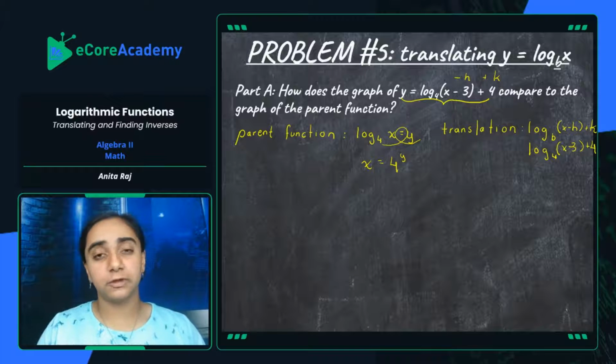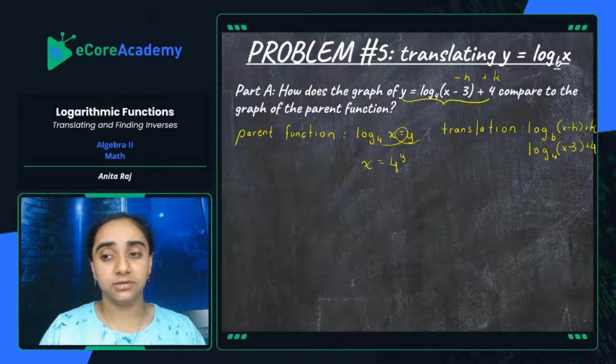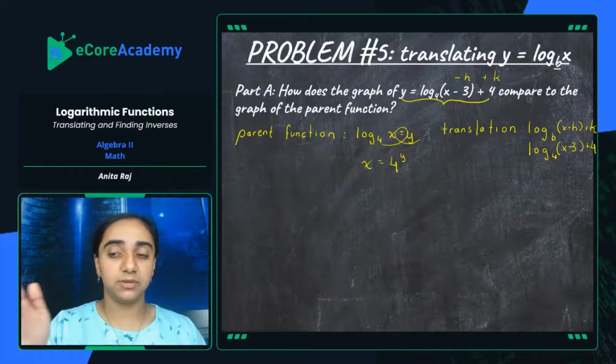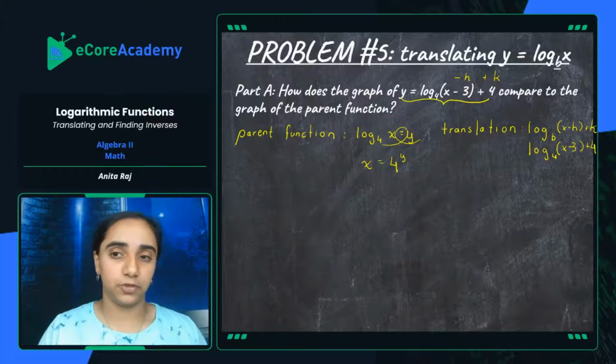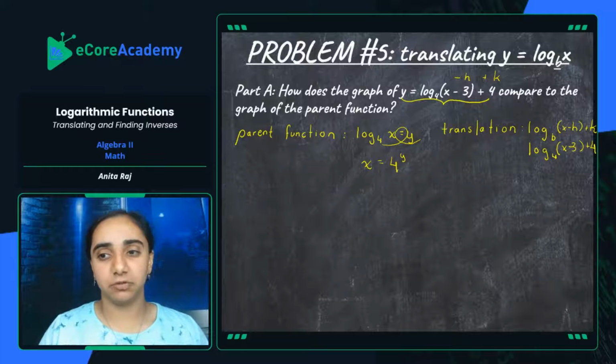Are we going to move right? Are we going to move left? And by how many units? In this case, when we have a minus some number in the set of parentheses, we're actually moving to the right, because h is positive, because we have x minus h. So if h is positive, then we get x minus 3 in this case. So h is equal to 3.